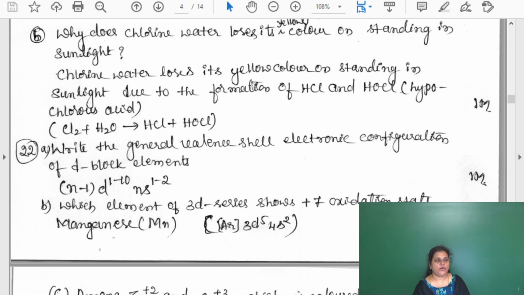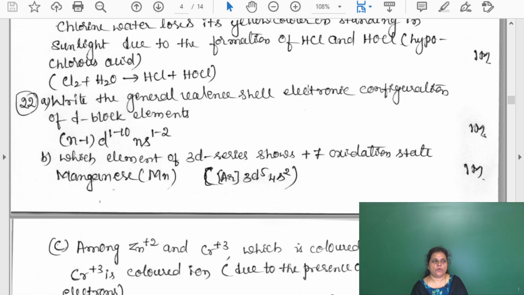Question number 21b. Why does chlorine water lose its yellow color on standing in sunlight? So chlorine water loses its yellow color on standing in sunlight due to the formation of HCl and hypochlorous acid, HOCl. Because of the formation of these products, the chlorine water loses its yellow color on standing in sunlight. This is a very important question, and that carries 1 mark.